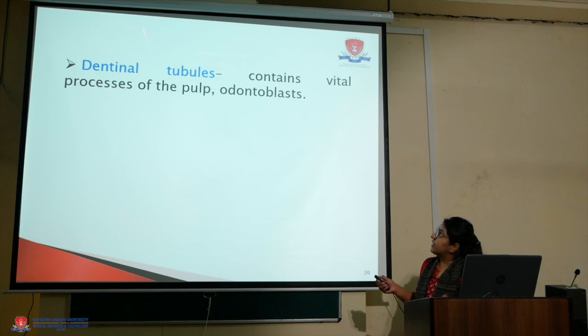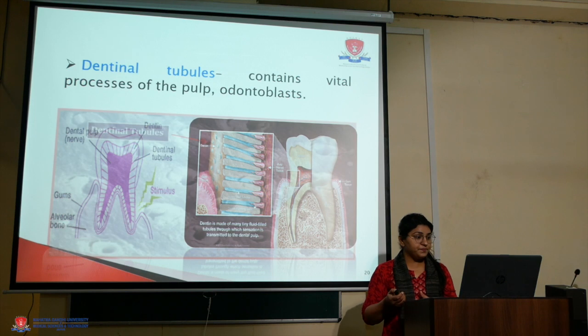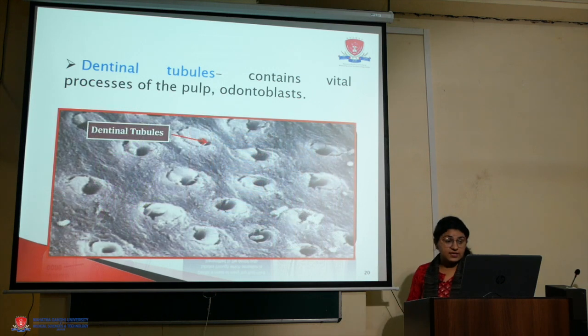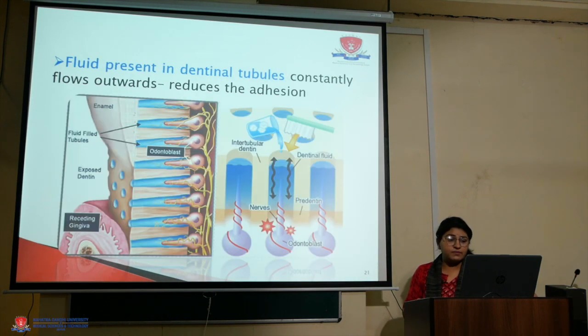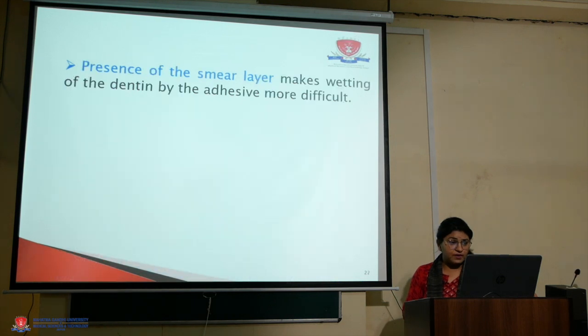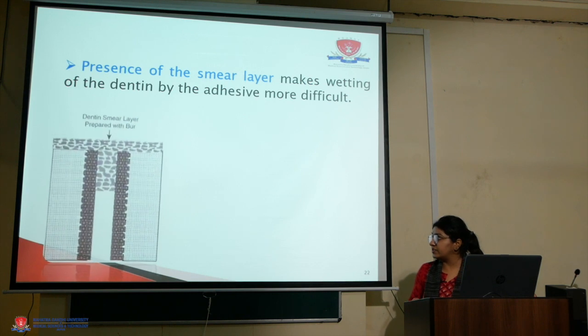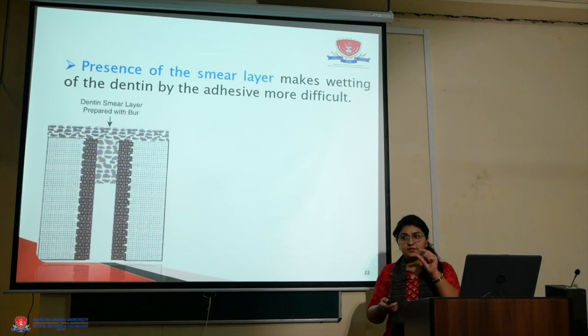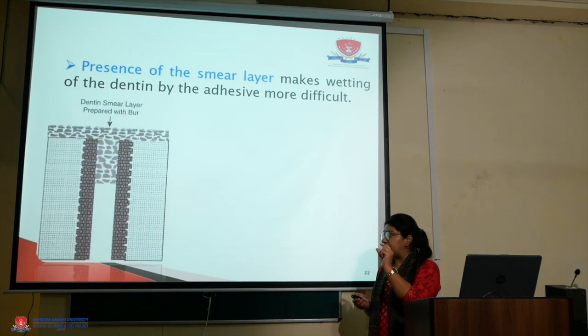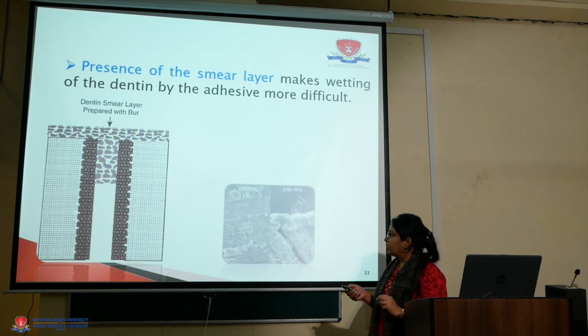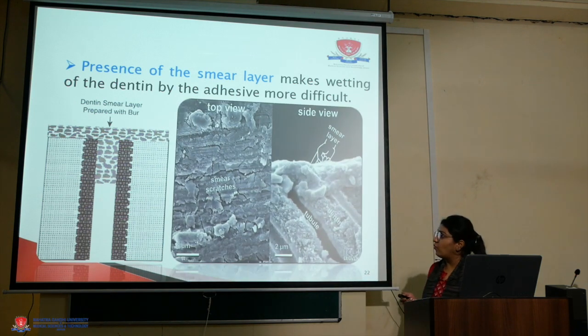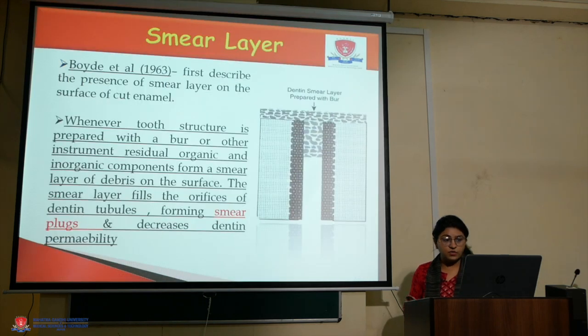And yes, the dentinal tubules which are present contain the processes of the pulp, the odontoblasts. This is what the dentine structure is. It's all dentinal tubules, so this all makes it very difficult. Then there is the presence of the smear layer. What is a smear layer? When you make a cavity preparation, the debris, the organic debris, whatever debris is getting collected, occludes the dentinal tubules and they form what are known as smear plugs. Here you can see this is what is known as a smear plug.